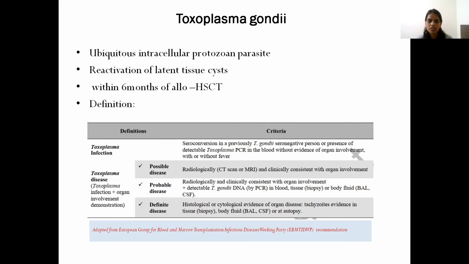Then the Toxoplasma disease. Here, the Toxoplasma infection is present along with organ involvement. This is known as the disease. It can be possible disease when the radiological and clinical findings are consistent with organ involvement. Probable disease is when, along with the radiological and clinical factors, Toxoplasma DNA is detectable by PCR, either in the blood, tissue, or body fluid. And definitive disease is when histological or cytological evidence of organ damage is present.